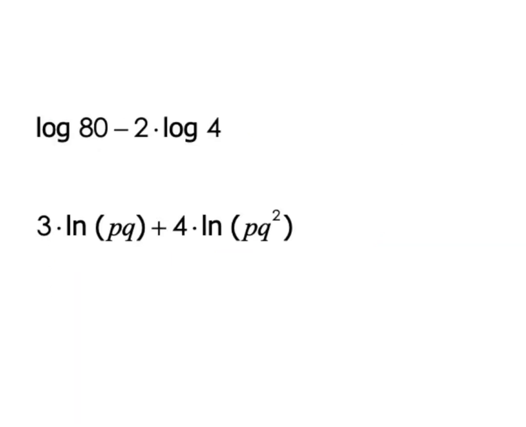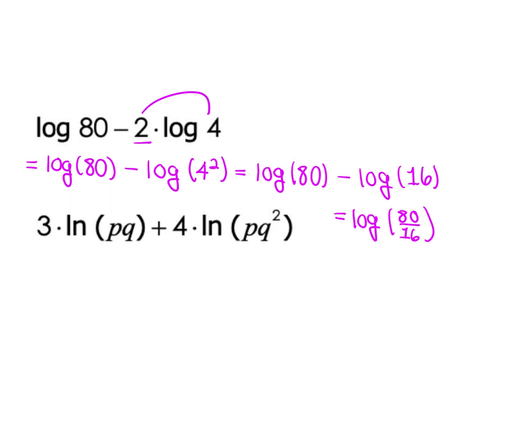Now we have log of 80 minus 2 times log of 4. Again, we first use the power rule. So we're going to bring the 2 inside. We will have log of 80 minus log of 4 to the second power, which is log of 80 divided by 16, which is log of 5.